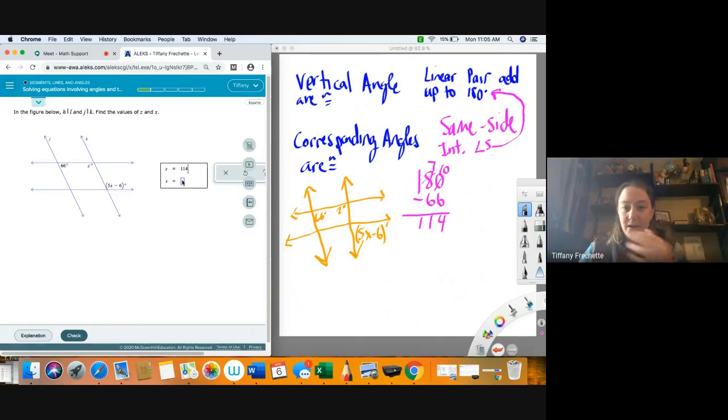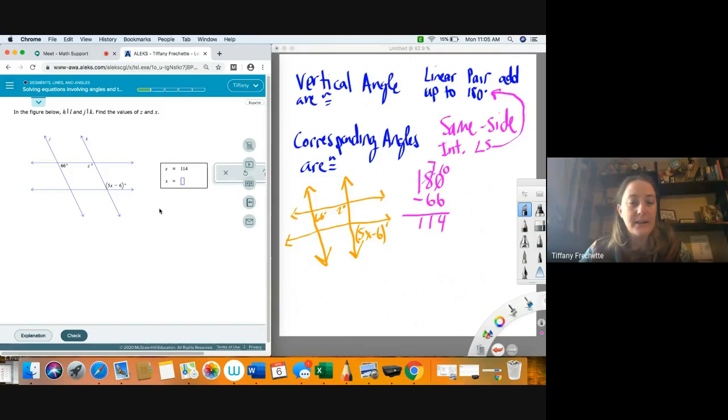Okay, so we want to find X now, and let's see. Ooh, this is one that we actually have not written down yet.